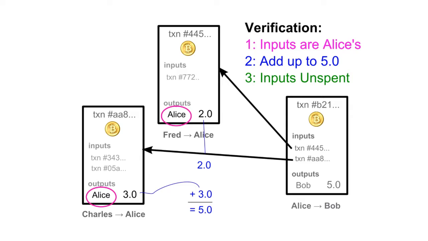Whenever a transaction is used, in this case, Fred paying Alice and Charles paying Alice, they are marked as spent. And supposing there was a third transaction, X to Alice of 5 Bitcoin, then it will be marked as unspent, and only unspent transactions will be checked by the Bitcoin system whenever Alice makes a transaction.